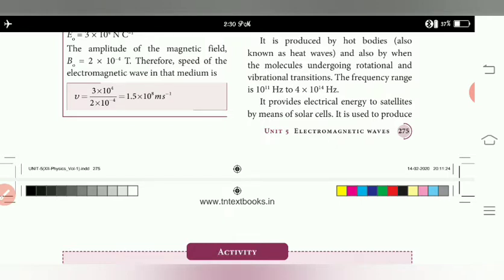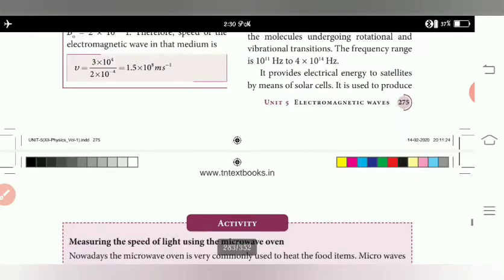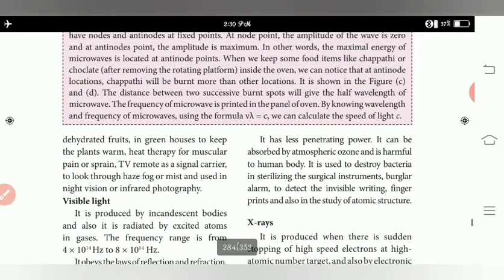Whenever a satellite revolves around the earth, it needs energy, so it gains the energy from the solar panel. What is a solar panel? A solar panel converts light energy into electrical energy. Infrared is also used to produce dehydrated fruits, in greenhouses to keep plants warm, for heat therapy for muscular pain or sprain, and in the TV remote as a signal carrier.